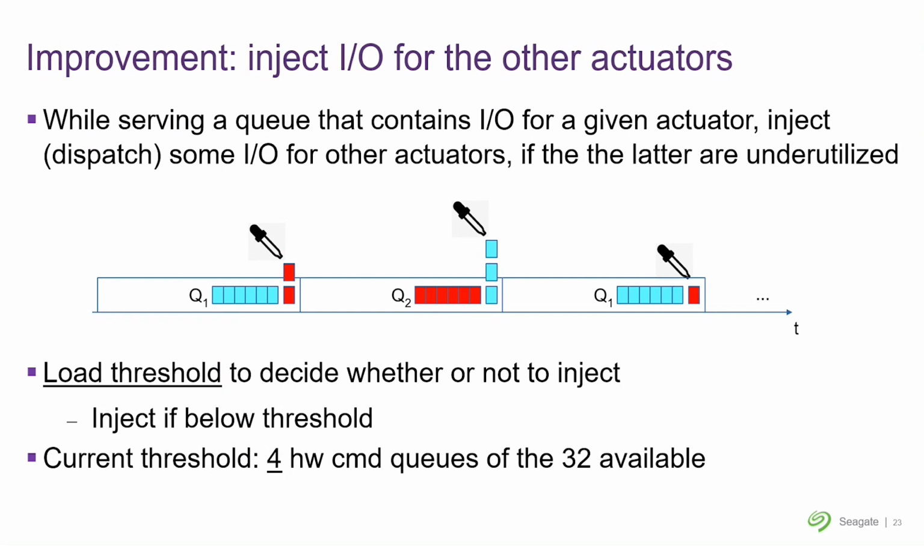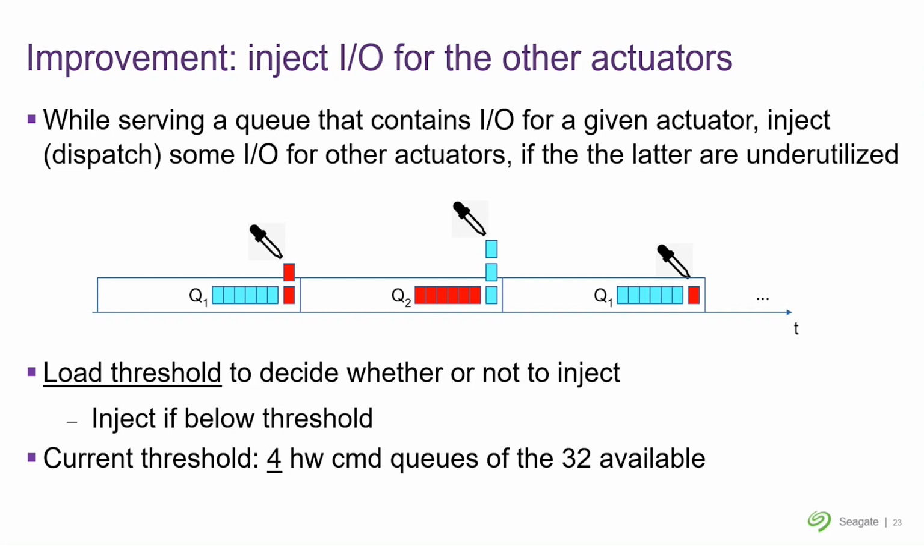So Apollo and Seagate architects came up with a brilliant idea, and they said, well, why don't we reserve a certain number of hardware queues that can only be serviced by each actuator, so you can never dominate all 32. And we call this injection. So while a service queue contains I/O for a given actuator, we then inject or dispatch I/O for other actuators. We make sure that both actuators are busy effectively.